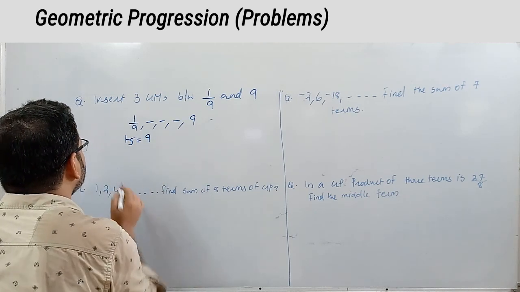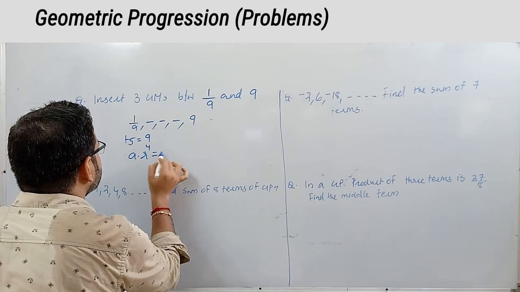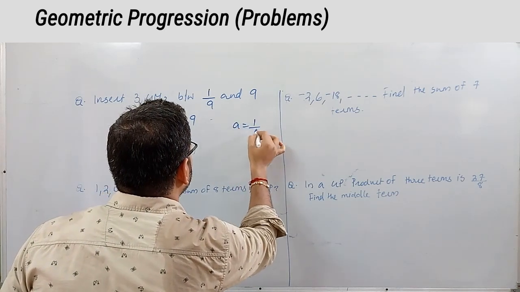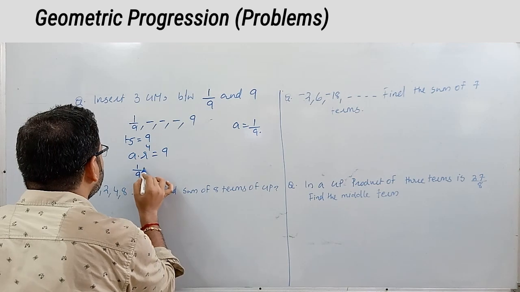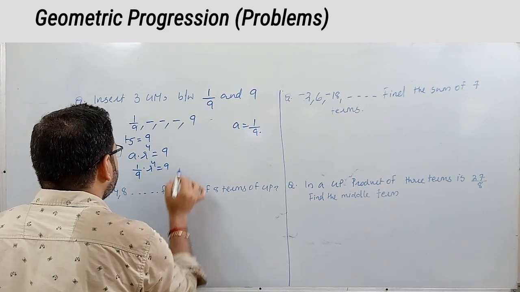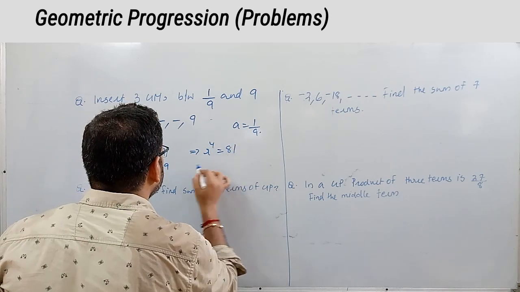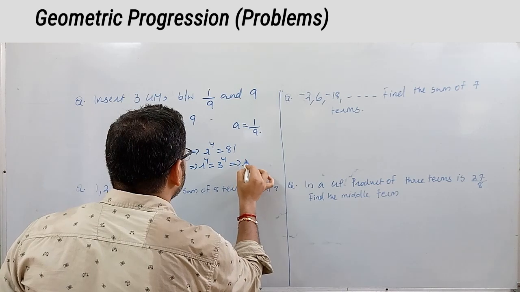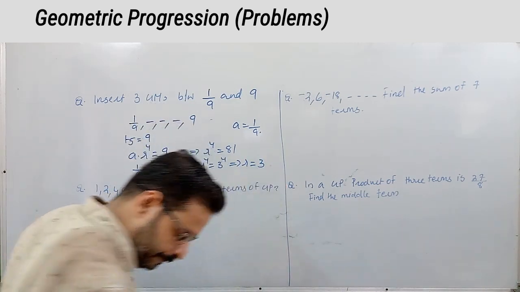We know the formula for finding the fifth term: A into R raised to 4 is equal to 9. In the question it is given that A is equal to 1 by 9. Substituting the value of A, 1 by 9 into R raised to 4 is equal to 9. That implies R raised to 4 is equal to 81. Therefore, R raised to 4 is equal to 3 raised to 4. That implies R is equal to 3.